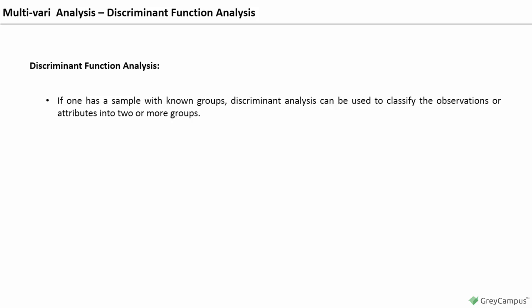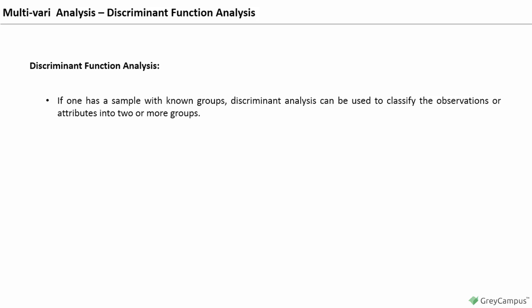If one has a sample with known groups, discriminant analysis can be used to classify the observations or attributes into two or more groups. Discriminant analysis can be used as either a predictive or a descriptive tool. The decisions could involve medical care, college success attributes, car loan creditworthiness, or the previous economic development issues. Discriminant analysis can be used as a follow-up to the use of MANOVA.